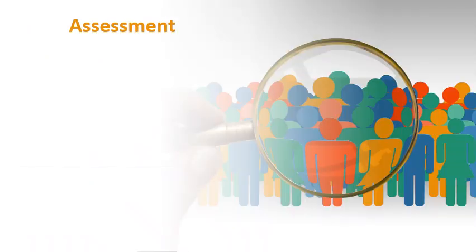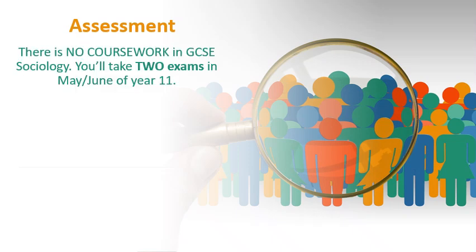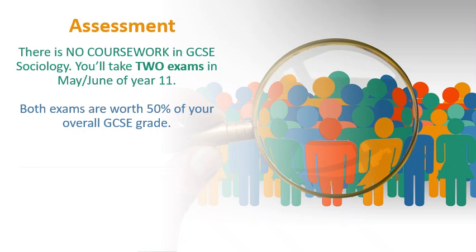So before we look into the different topics that you will study if you take GCSE Sociology with us, I know a lot of you will be thinking about assessment. It's very important that you understand that there is no coursework in GCSE Sociology. Like a lot of our GCSEs, there is no coursework. You take 2 exams at the end of year 11. Both of those exams are worth 50% of your overall GCSE grade. So you have 2 exams at 50% each, and they're both an hour and 45 minutes long.